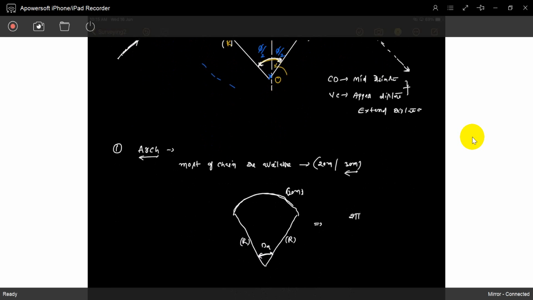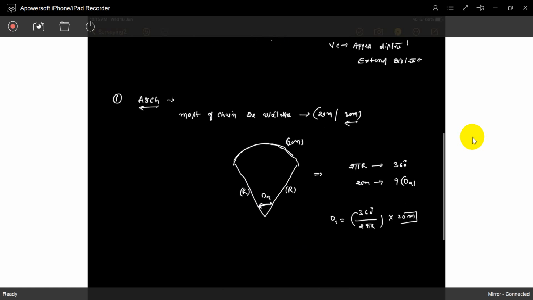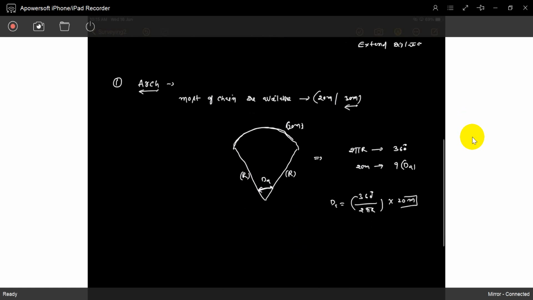See, for 2 pi r we already know it is 360 degrees. So for 20 meters, how much? That is dA. dA is how much? 360 degrees divided by 2 pi r, multiplied by 20 meters. Is it okay? For the same, 360 degrees over 2 pi r times 20, it is for a 20 meter chain only.